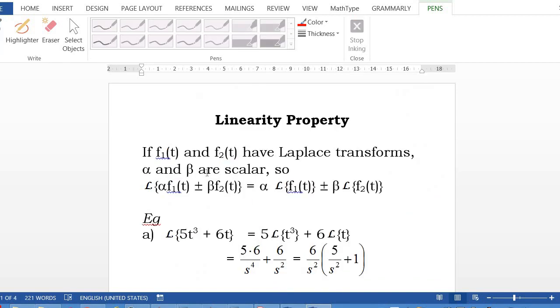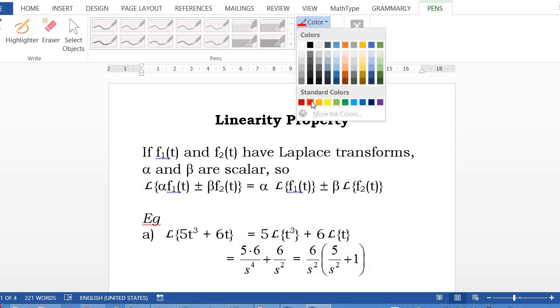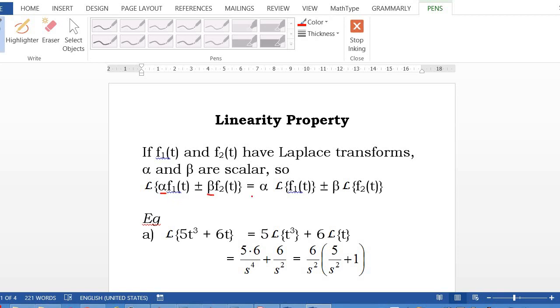Now we are going to learn several properties for Laplace transform. The first one is the linearity property. Here, if f1(t) and f2(t) have Laplace transforms, and alpha and beta are scalars, that is, constant values, for example alpha is 3, then the Laplace transform for alpha f1(t) plus minus beta f2(t), using the linearity property, means that if alpha and beta are constant values, you may factor them outside of the Laplace symbol, and if you have the plus minus, you can break the Laplace symbol into two. So you have the Laplace transform for alpha f1(t) plus minus the Laplace transform for beta f2(t). Beta is a constant, so you can factor it outside of the Laplace transform symbol.